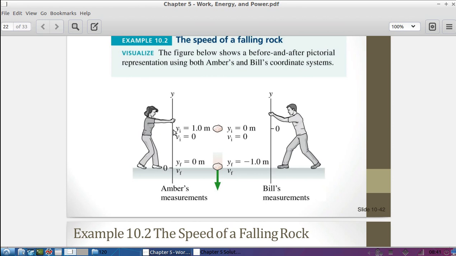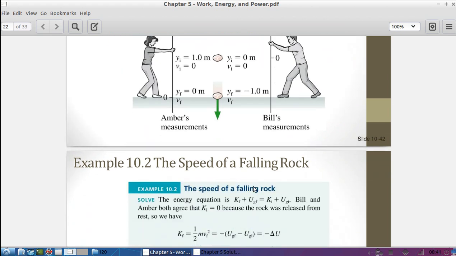So for Amber, we've got 0 velocity and an initial position of positive 1 meter. When it reaches the ground, it's at 0 meters. We're looking for v final. Same thing with Bill. We're looking for v final, but the coordinates have changed, right? The initial and the final position have changed.